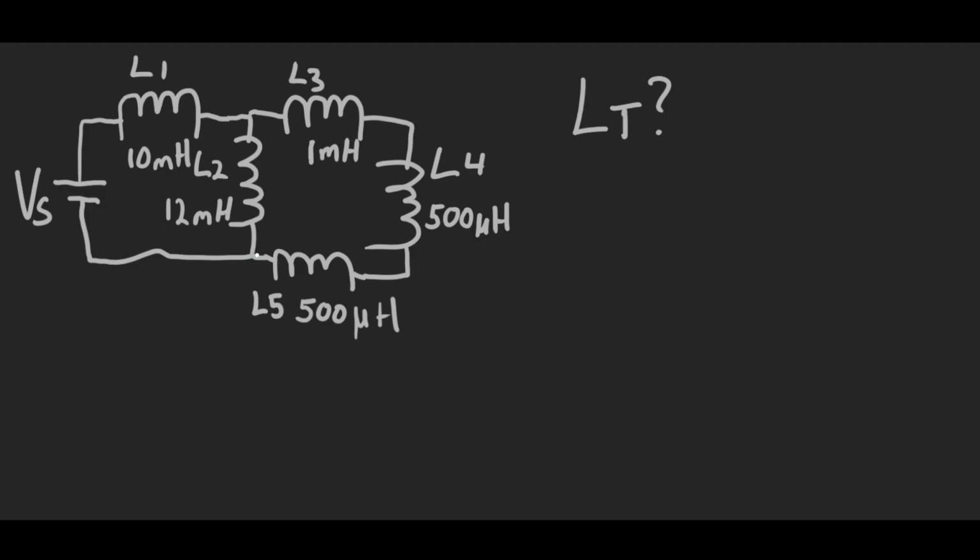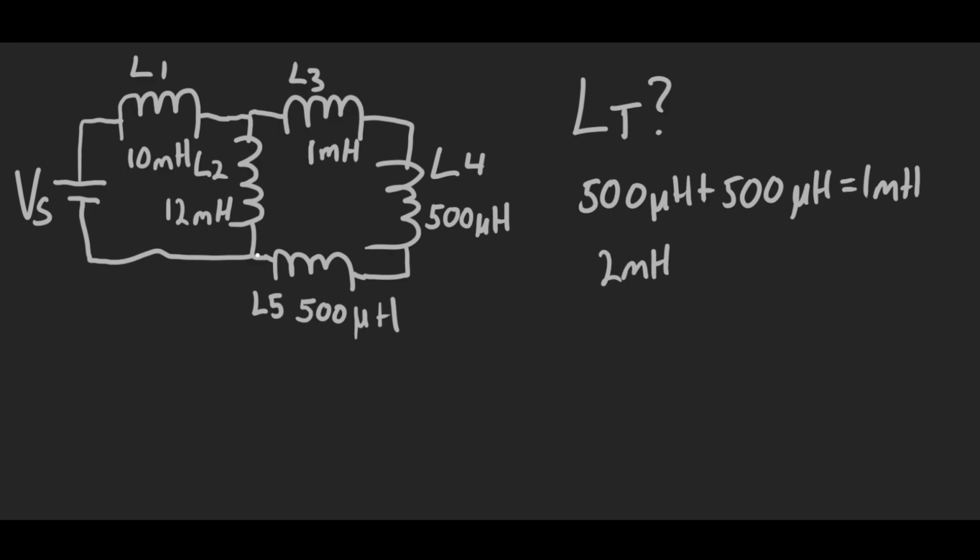Let's start by simplifying the right hand side. L4 and L5 are of identical value, and they are 500 microhenries. Their series combination is equal to 1 millihenry, and that's in series with L3. So L3, L4 and L5 together are equal to 2 millihenry. That's now in parallel with L2, the 12 millihenry.